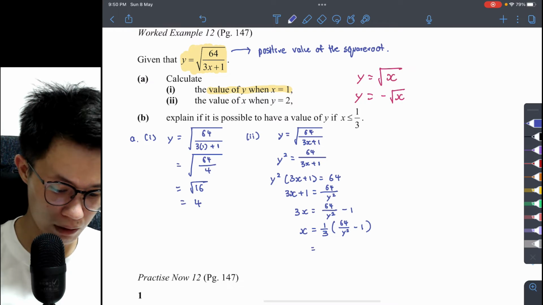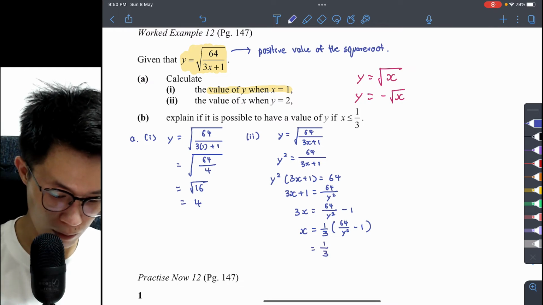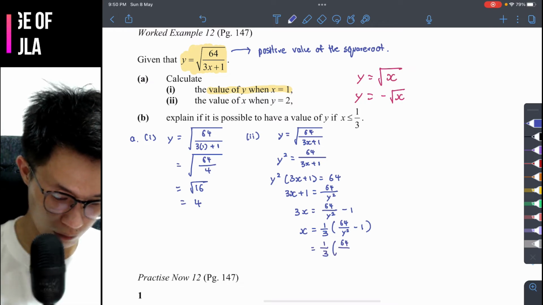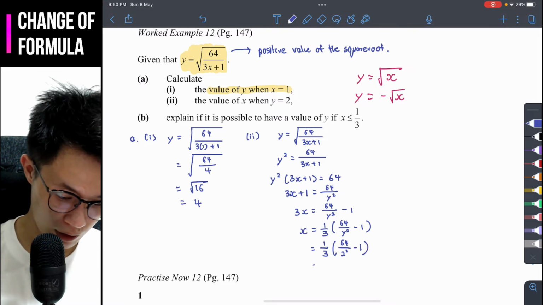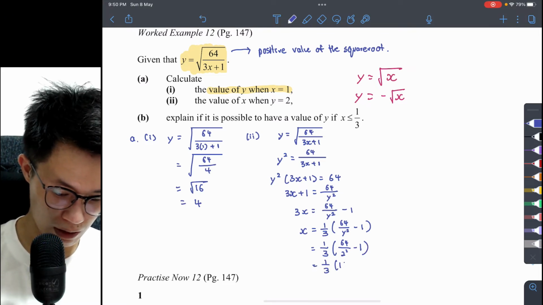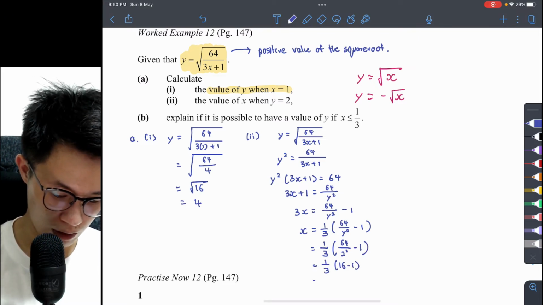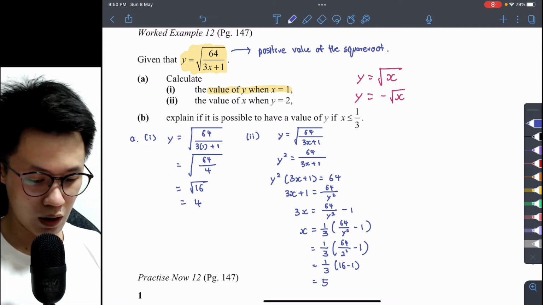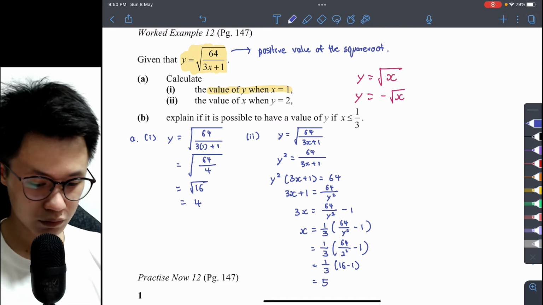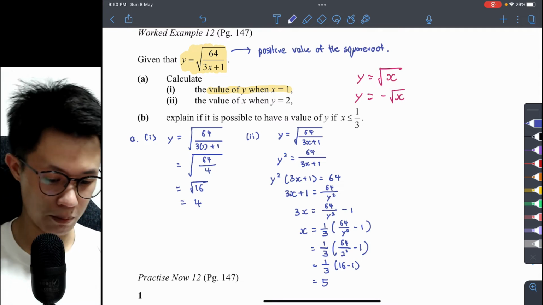And let's substitute in the value of y. So y is equal to 2. So 64 divided by 2 squared minus 1 is in fact equal to 1/3 times 16 minus 1, which is in fact equal to 5. Okay? So that's it for part A.